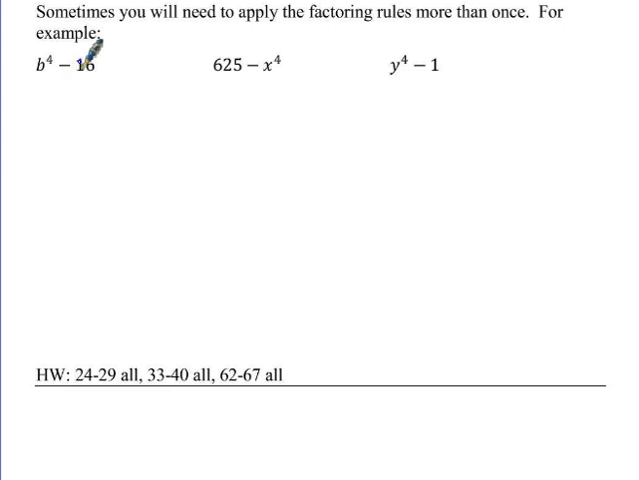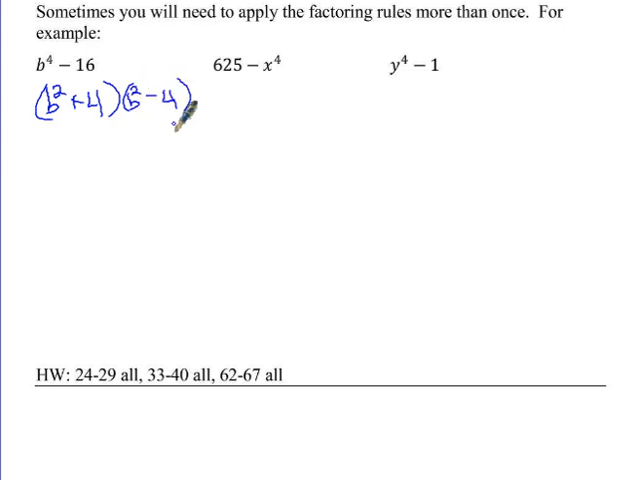Is b to the 4th a perfect square? Yeah, what times itself gives you b to the 4th? b squared does. And is 16 a perfect square? Yeah, what times itself gives you 16? 4. So since we're subtracting these 2 perfect squares, we can split this into 2, and we'll have a plus and a minus, and what will go in the first spot? b squared plus 4, and then b squared minus 4.